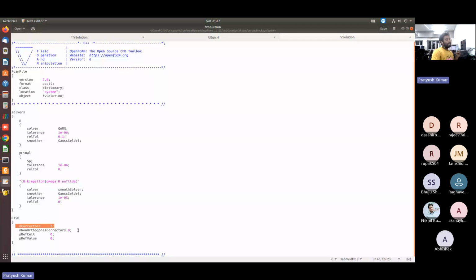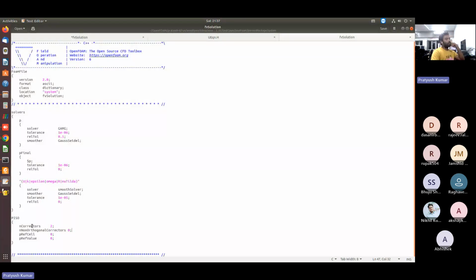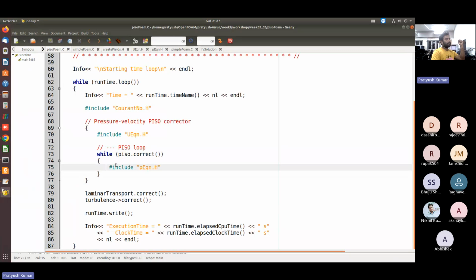Here also you can see that there is a non-orthogonal corrector equal to 0. So here also there is no requirement of any correction, because here also we are using the blockMesh method. As long as you are using blockMeshDict, you are going to have a good quality mesh, and there is no issue related to orthogonality. Okay, so this nCorrectors is related to the PISO corrector that I am showing here.